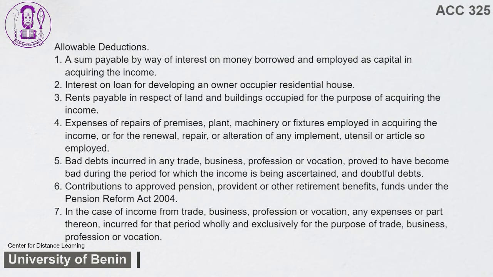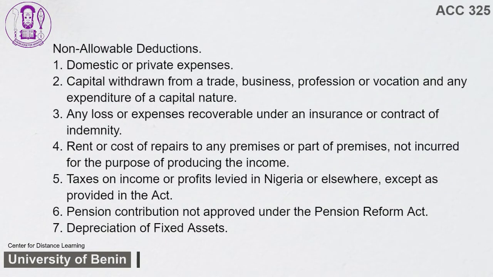7. In the case of income from trade, business, profession, or vocation, any expenses or part thereof, incurred for that period wholly and exclusively for the purpose of trade, business, profession, or vocation. Non-allowable deductions. 1. Domestic or private expenses.